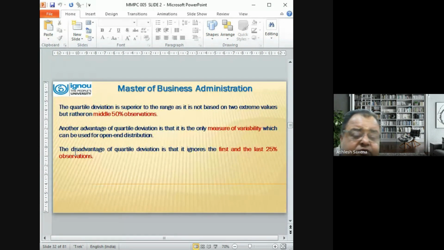Quartile deviation is superior to the range as it is not based on the extreme values, but rather on the middle 50% of the data. Another advantage of quartile deviation is that it is the only measure of variability which can be used for open-end distribution. And the disadvantage is that it leaves out the first 25% and the last 25%.